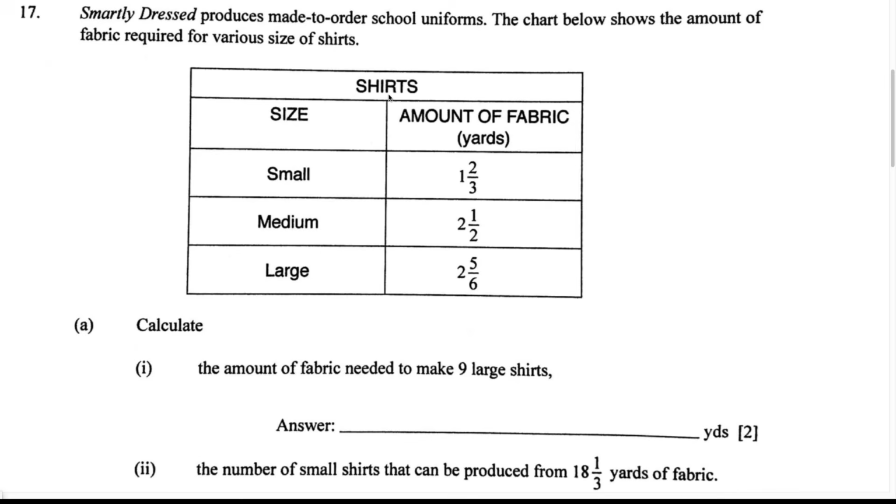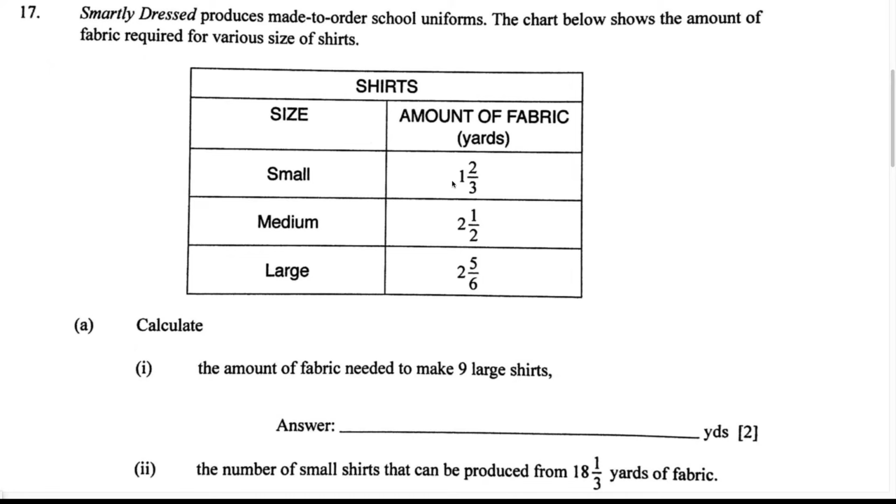Now let's do number 17. It says, Smartly Dressed produces made-to-order school uniforms. The chart below shows the amount of fabric required for various sizes of shirts. So they give us a table, and we must be able to understand this table. So we have shirts. On the left-hand side, we have the size, and on the right-hand side, we have the amount of fabric it takes to make those sizes.